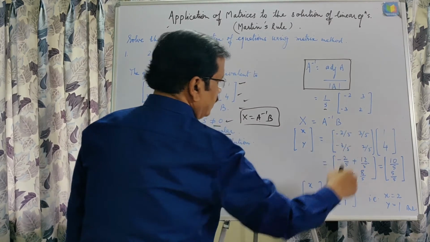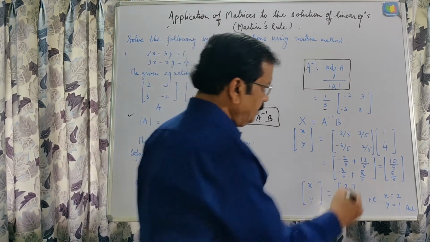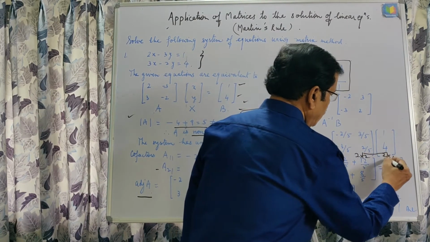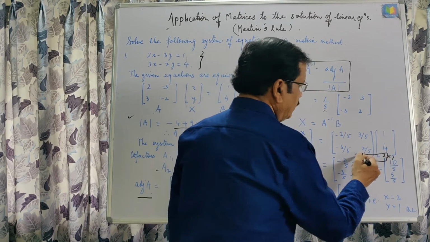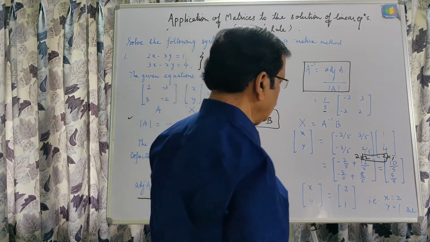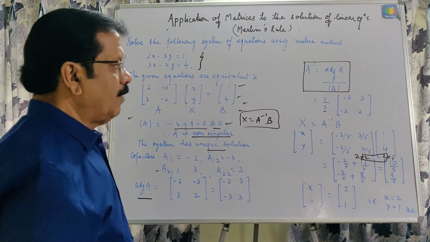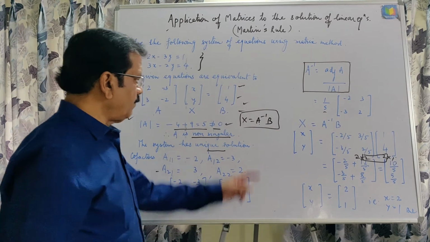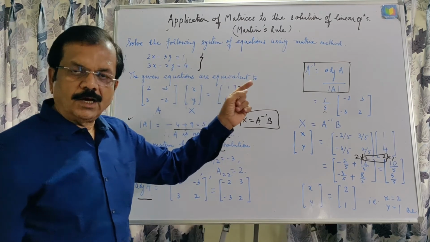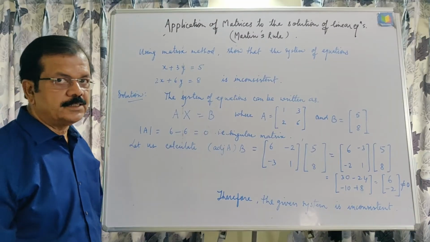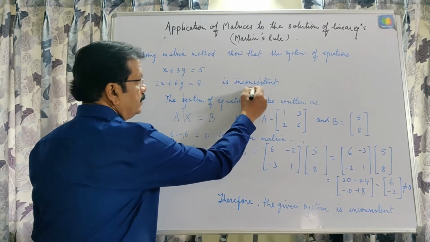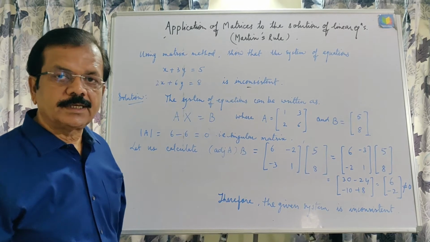Then after multiplication, this can be multiplied very easily because this is 2 cross 2 and this is 2 cross 1, and the answer will be 2 cross 1. So this is coming x is equal to 2 and y is equal to 1. This is the first case of consistency of system of equation. Now the second case, in this second type of question, we will see that the system of equation is inconsistent.